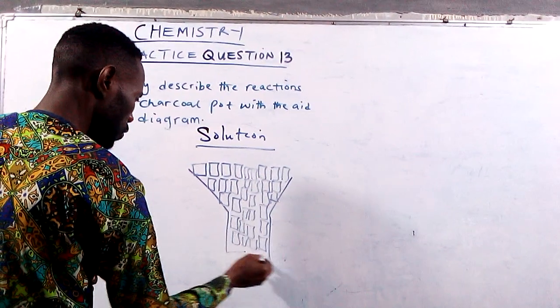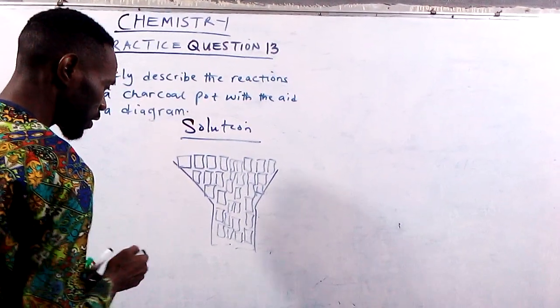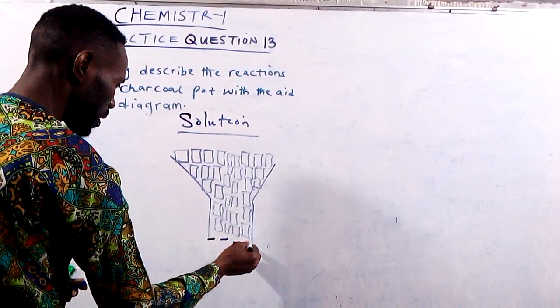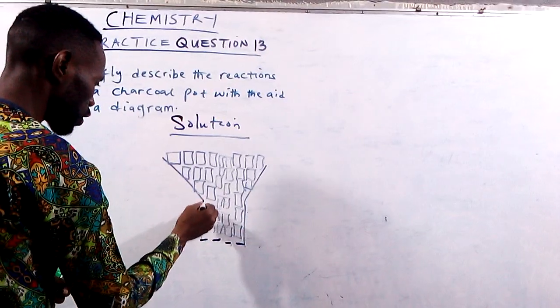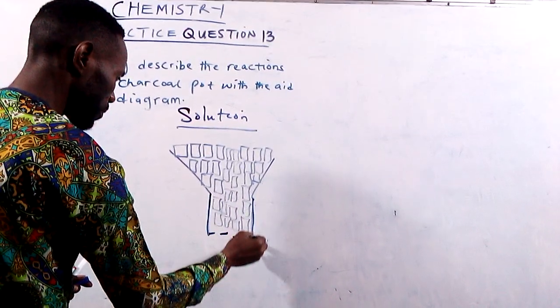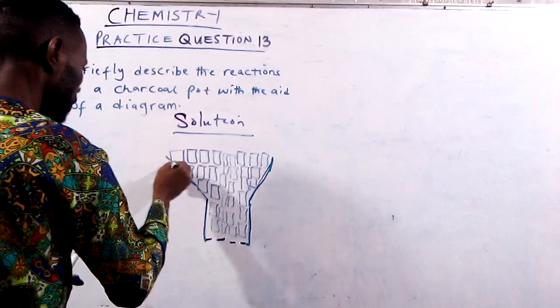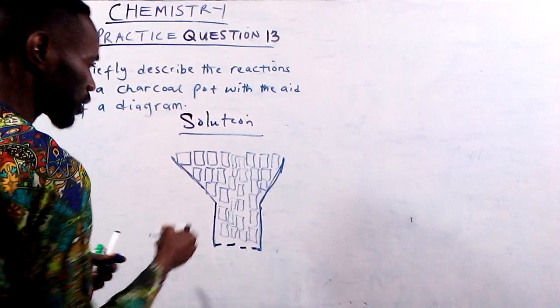This is what the charcoal pot looks like. Now underneath the pot, there will be a series of air inlets, areas where air can pass in. This is now the charcoal pot, and inside of it you have the charcoal.